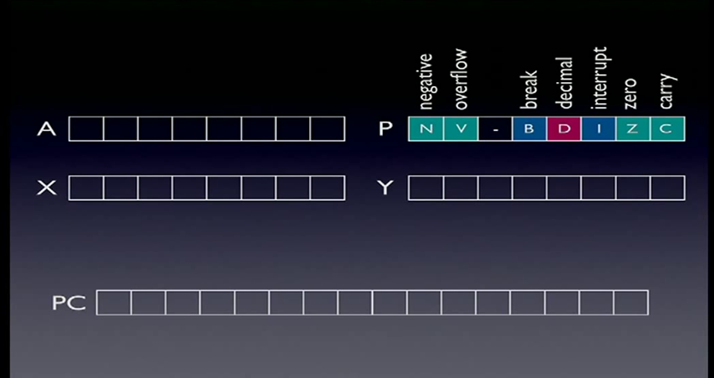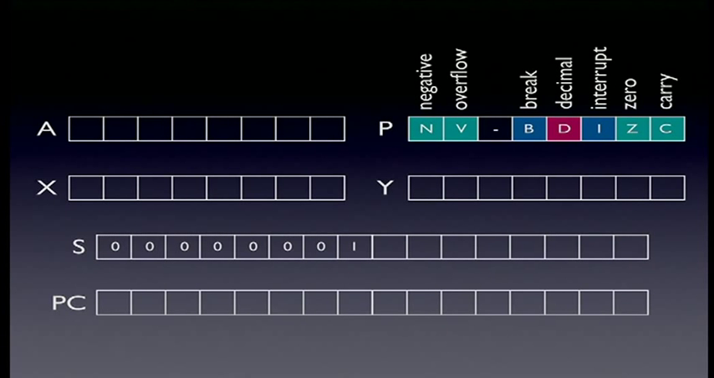The program counter, it's a 16-bit address space, so it's a 16-bit program counter. And the stack pointer is also 16 bits. I mean, it has to be an address. But the upper 8 bits are fixed. They're always hard-coded to 1, so the stack pointer register is actually only 8 bits.